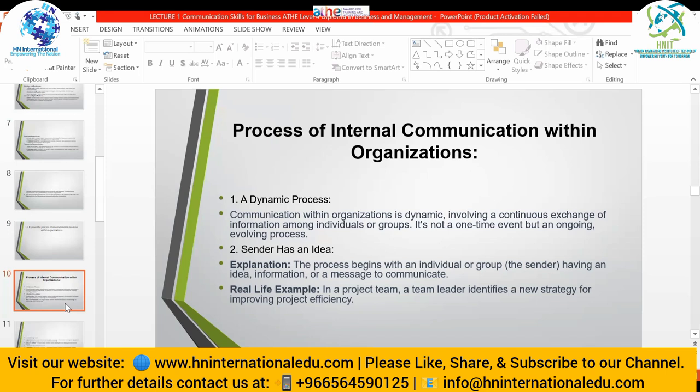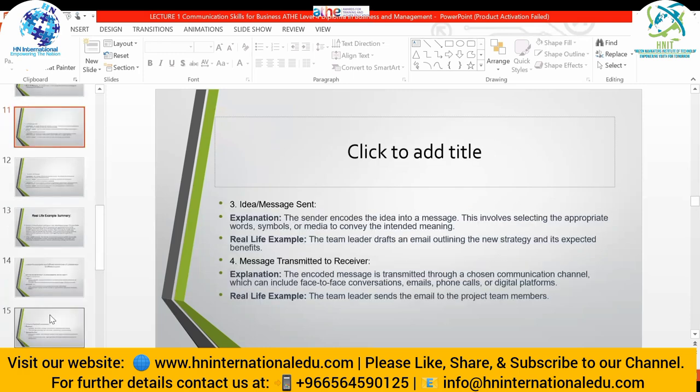Sender has an idea. All these points are basically the indicative content points, so no need to worry that these are quite obvious. They are not. The process begins with an individual or group, the sender, having an idea, information, or a message to communicate. For example, in a project team, a team leader identifies a new strategy for improving project efficiency. Whenever we start anything, there is a leader for it. And that leader suggests that we will be using this strategy to tackle any situation if there is a problem in the project or after the project. It's just like that.